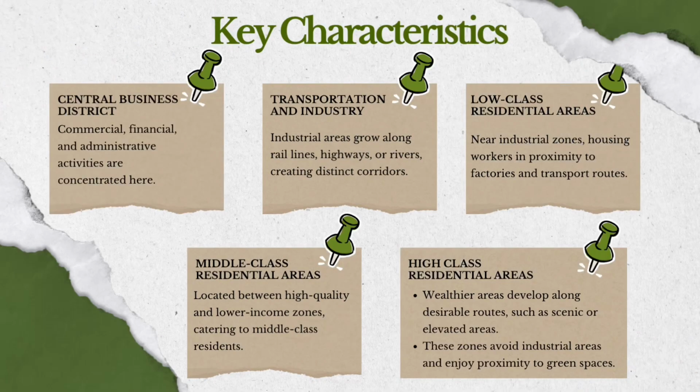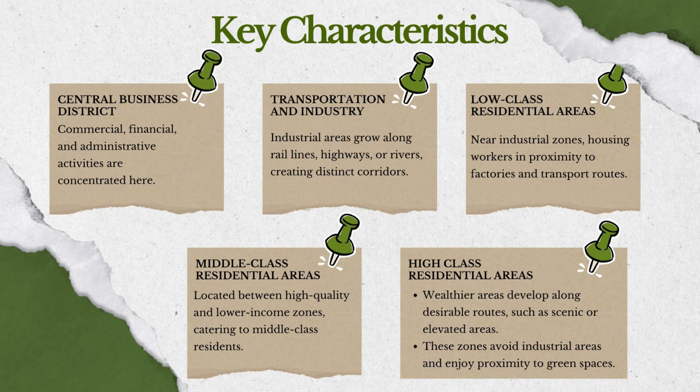Now, let's move to the next topic, which is key characteristics of Homer Hoyt's sector model. Five key characteristics. First, central business district. Commercial, financial, and administrative activities are concentrated here. Second, transportation and industry. Industrial areas grow along rail lines, highways, or rivers, creating distinct corridors.